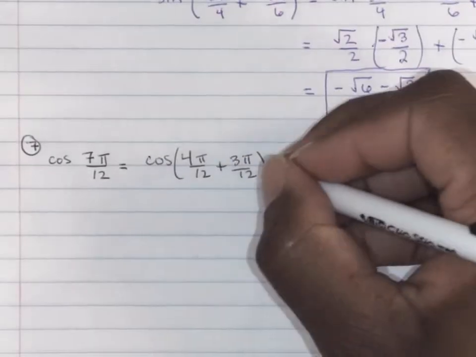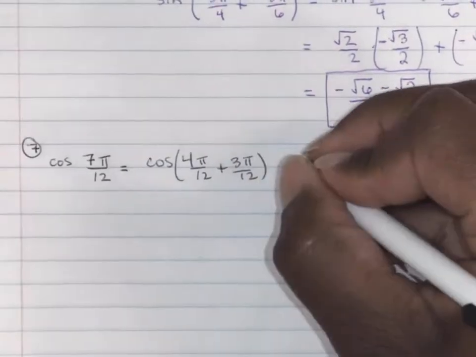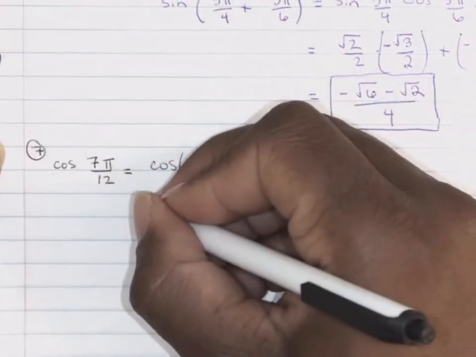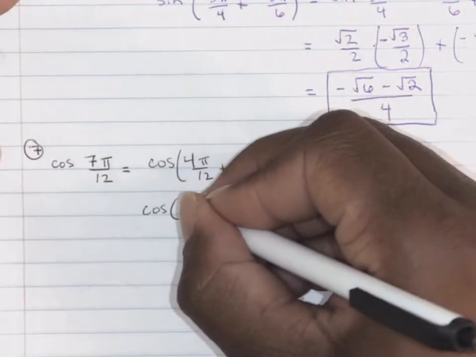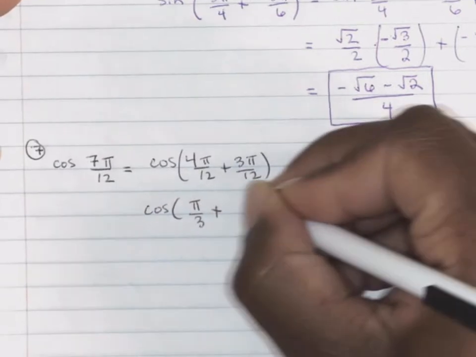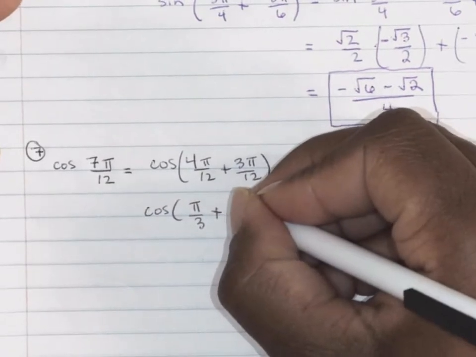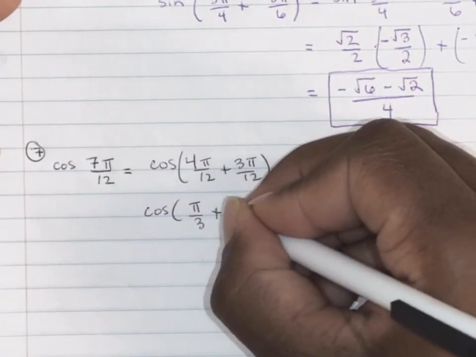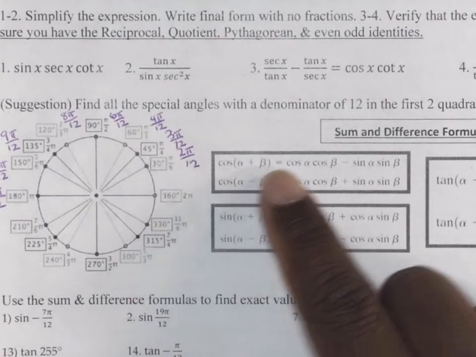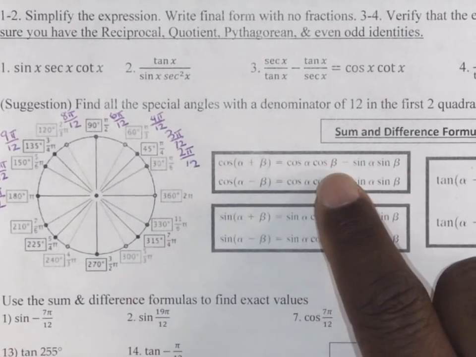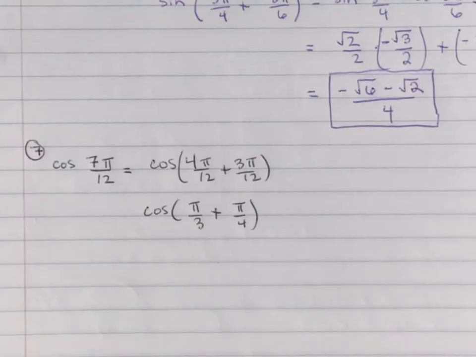And I'll write them in their original form, which is cosine of pi over 3 plus pi over 4. So I'll use the addition formula for cosine. Cosine A, cosine B minus sine A sine B.